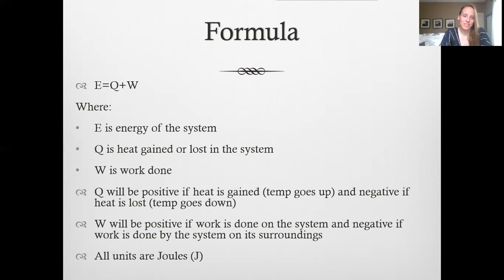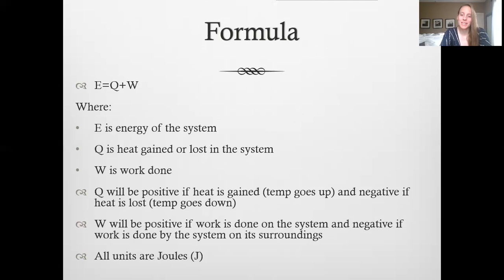E is the energy of the system, Q is the heat gained or lost in the system, and W is the work done either to or by the system. Q will be positive if heat is gained, Q will be negative if heat is lost. So while you will be given this formula on your formula sheet, you do have to memorize these 2 points about Q and W. So if temperature goes up, Q is positive. If temperature goes down, Q is negative.